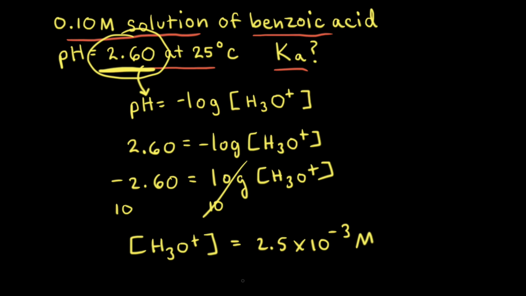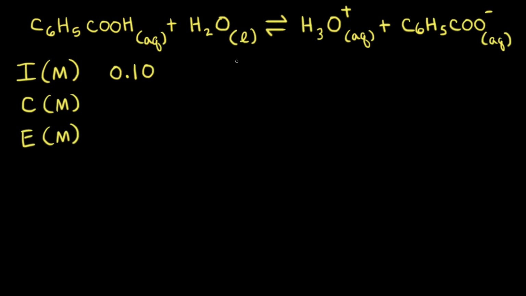It's also important to recognize this is the equilibrium concentration of hydronium ions. The next step is to write out the equation showing benzoic acid reacting with water. So here's the chemical formula for benzoic acid reacting with water to form the hydronium ion and the conjugate base to benzoic acid, which is the benzoate anion.